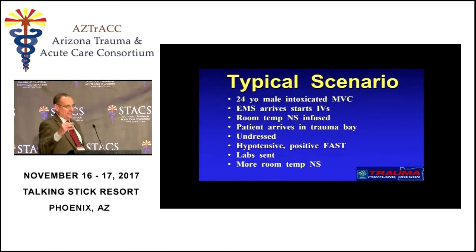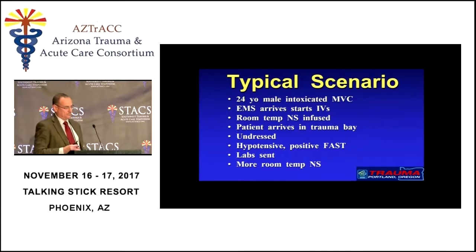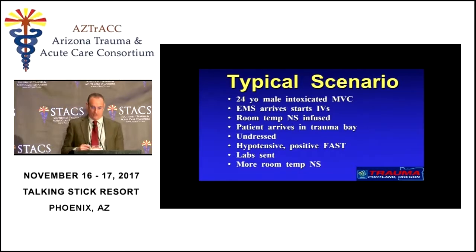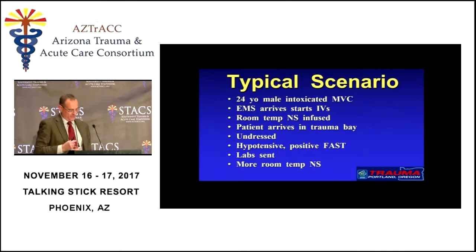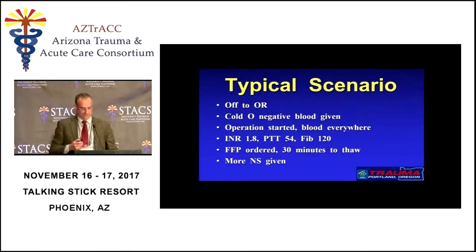Okay, so the fluid is room temperature. The fastest way to make a patient cold is to give them room temperature fluid. It'll cause heat loss, and I'll show you that as well. But now he gets to the trauma bay, and the first thing we do, of course, is undress him. He loses more heat. He's hypotensive. His FAST is positive. We send some labs, but in the meantime, of course, we give more room temperature normal saline. So now it's off to the operating room, and the patient's hypotensive, so we're going to give him some blood. And blood is actually colder than the fluid. It's 4 degrees Celsius. That even makes him colder.